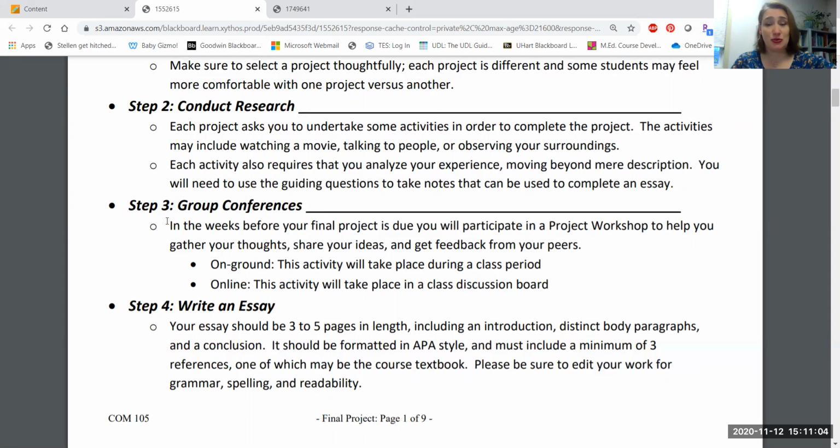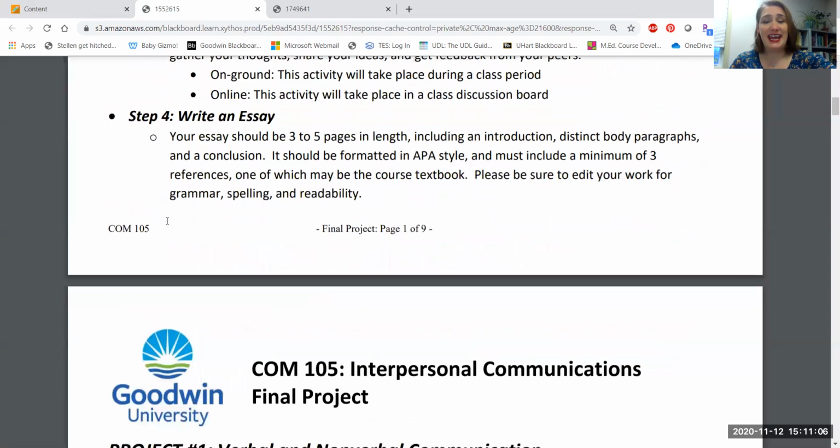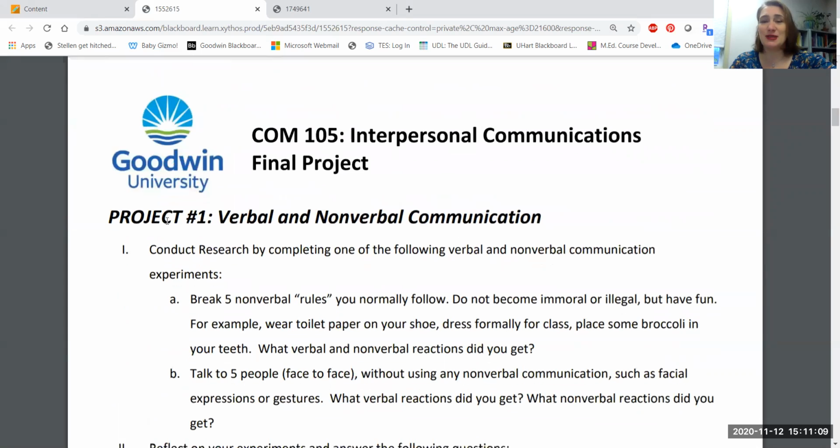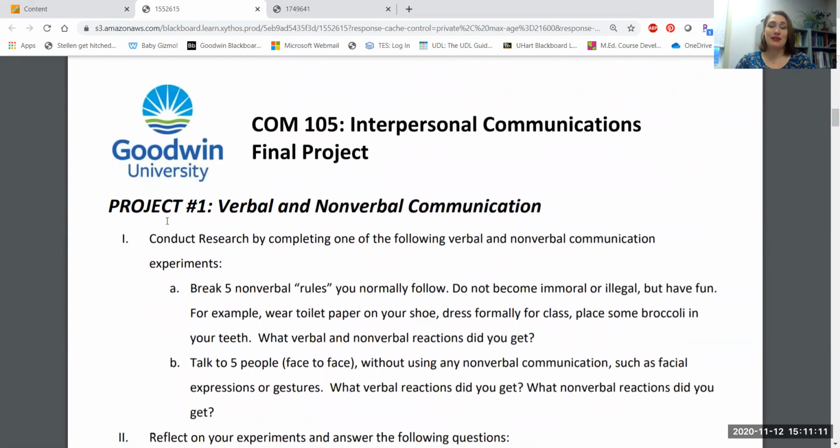What I'm going to do now is scroll down a little bit further, and let's look at the different steps to the project. Now, I want to highlight something. Right now, you're looking at project number 1. There are 7 of these, okay? 7 different projects. You are responsible for choosing one of them.